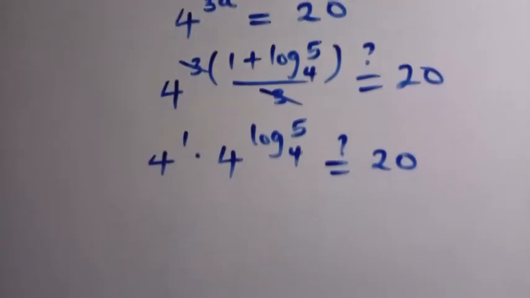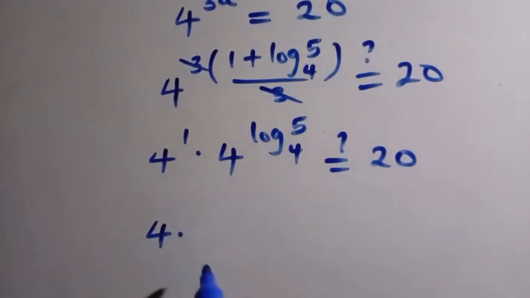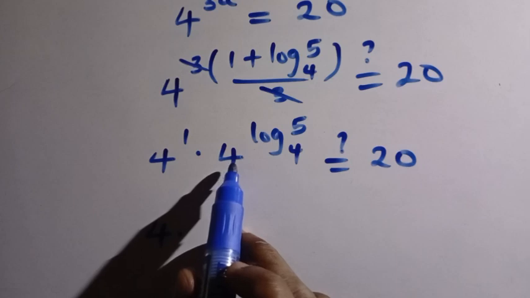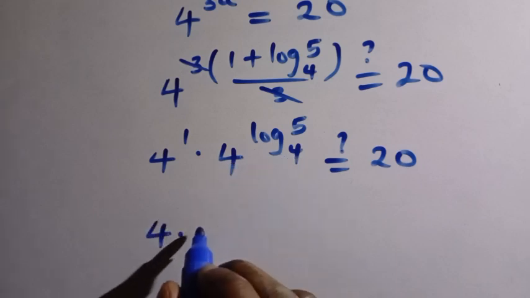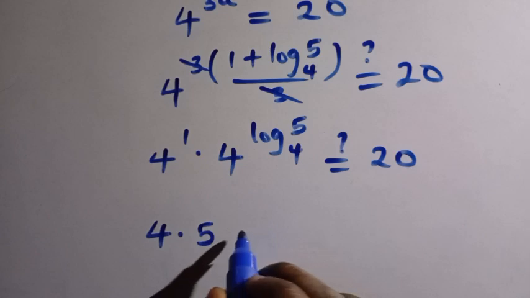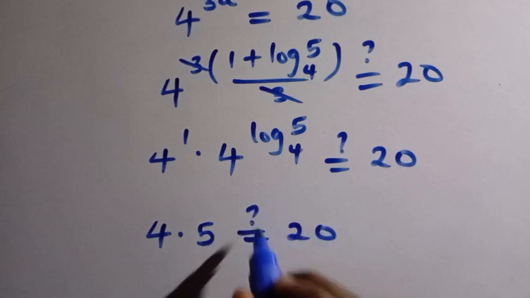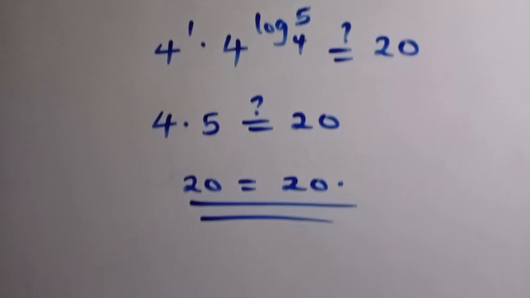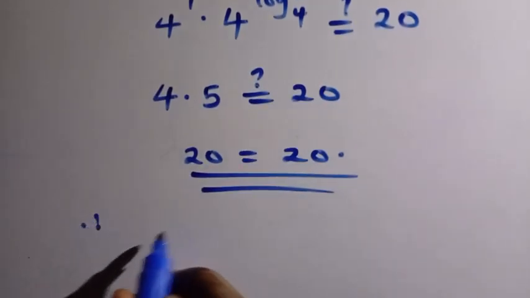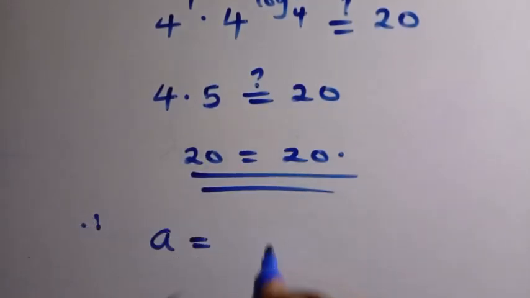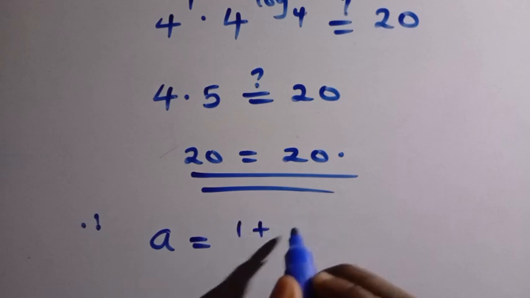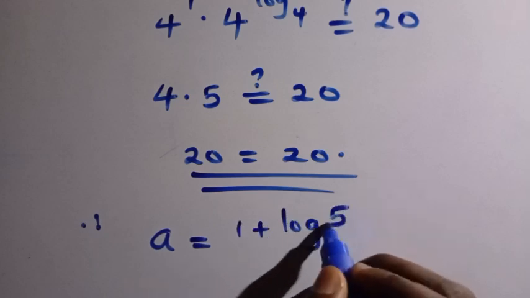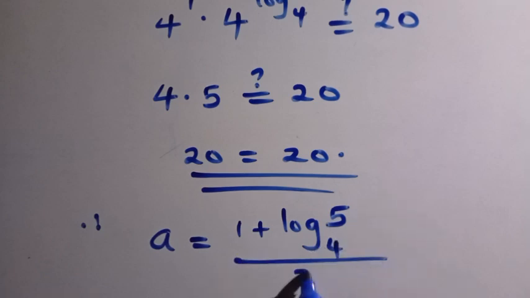So by this, 4 raised to the power 1 is 4, multiplied by 4 raised to log base 4 of 5. Here we have base 4 and the logarithm base 4, it means we take only 5. So that is the rule. Then this equals 20. If you multiply 4 and 5 together, that gives us 20, and 20 equals 20 here. So we can conclude that our value of a that satisfies this equation is 1 plus log 5 base 4 divided by 3. So that is the answer.